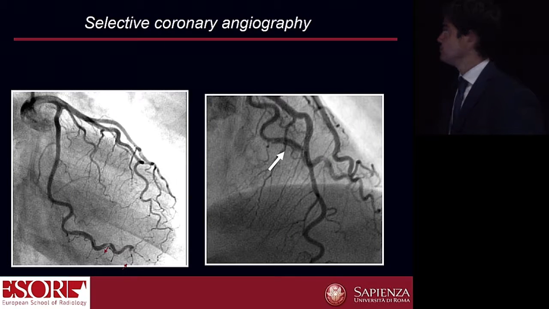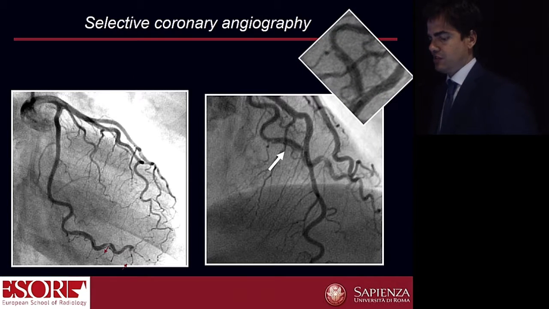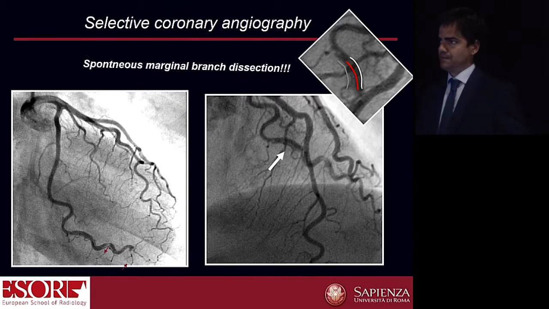What's wrong here? This is her angiography done 2 weeks after the onset. What is the arrow indicating? Yeah, it is a dissection without any procedure. So what happened to this lady? She had a spontaneous marginal branch dissection, which started 10 days before with an acute chest pain.